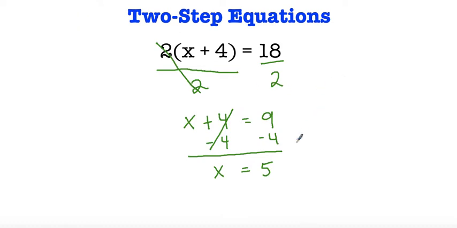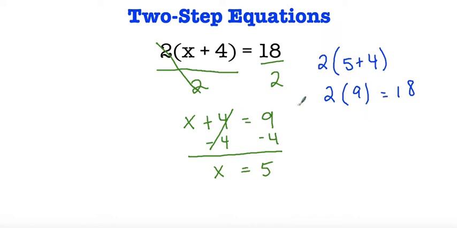So if we want to go in and check our answer, we'd have to substitute x for 5. So 2 times 5 plus 4. And we could add the 5 and the 4 first. So 2 times 9 is equal to 18. Making this equation true, so that's how we know that x is equal to 5.